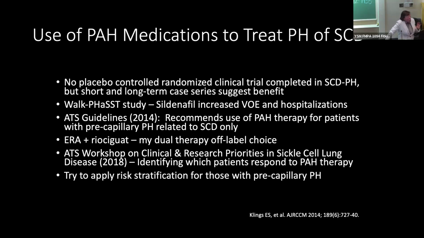And so when we wrote the ATS guidelines in 2014, we were really insistent that this had to be cath-proven pH. If you ask me what's the main thing that came out of the guidelines, it was to get away from this echo diagnosis and to think about it really only for people who have pure precapillary pH. So similar to where you think about it in a general pH practice.